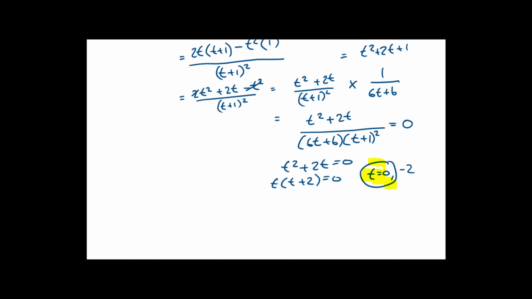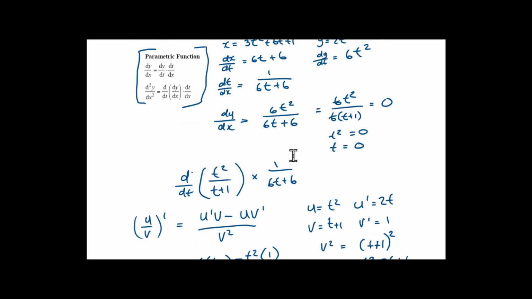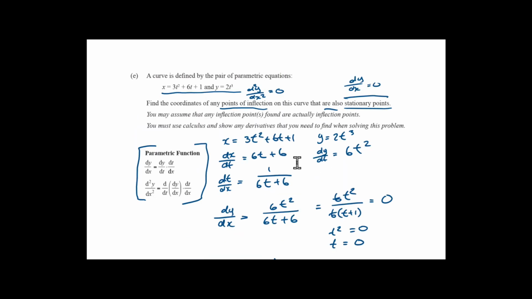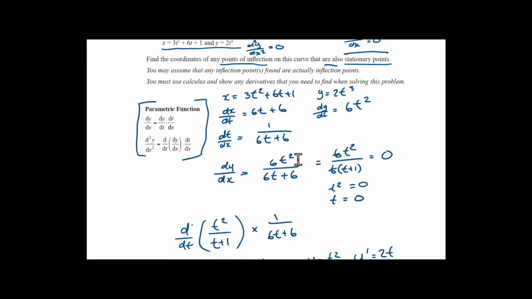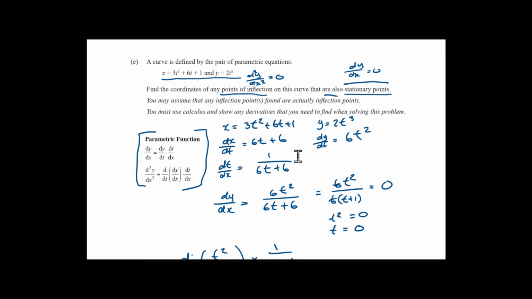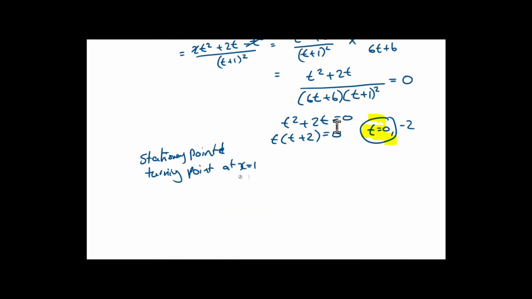So the only stationary point and turning point is at x equals 1. Did it want the actual coordinate? Yes, find the coordinate. At x equals 0, t equals 0. Yes, t equals 0.